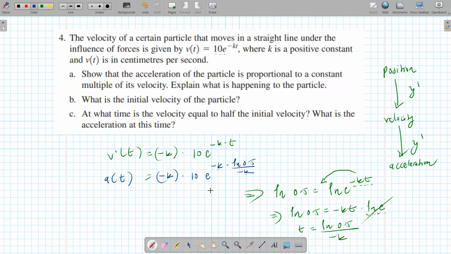Do these two negative k's cancel out? This one and this one, can we cancel these out? Yes, you can. This is gone with this. e to the ln of 0.5. The funny thing about e is that this e is going to cancel out with this ln as well. And then the 0.5 is going to drop down to this level. So you get negative k times 10 times 0.5. So the answer is negative 5k. The acceleration is negative 5k. Cool?